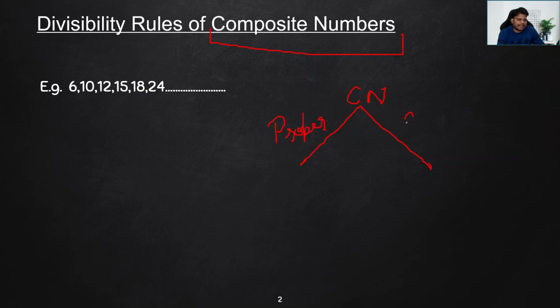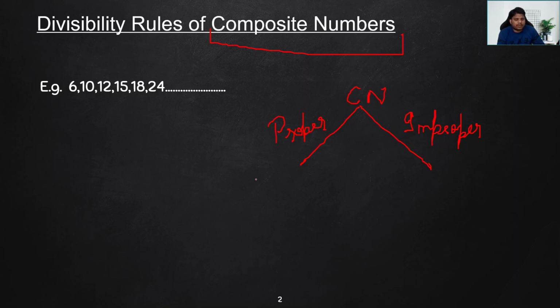Before I explain what proper and improper composite numbers are, let me clear one thing. There is no such thing as proper and improper composite numbers. You will not get this in the book. I have just made this up for our convenience.